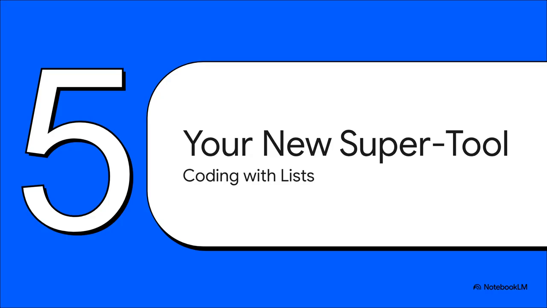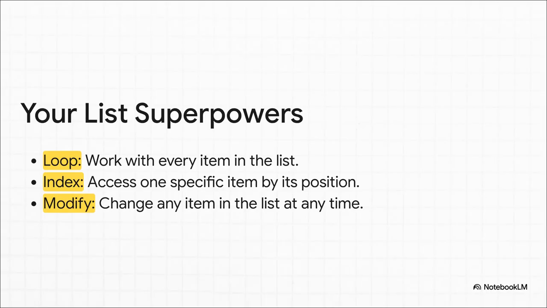So there you have it. You've just unlocked a brand new, fundamental tool for your coding toolkit. Lists let you manage and mess with groups of data in a way that's both really powerful and super efficient. So let's do a quick recap of your new powers. You can loop over a list to do something to everything inside it. You can use an index, remembering to start at 0 to grab one specific thing. And you can modify any item in that list anytime you need to.